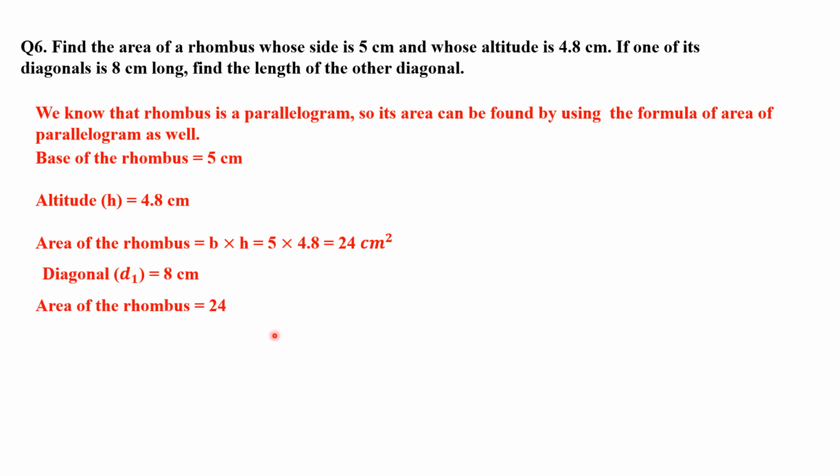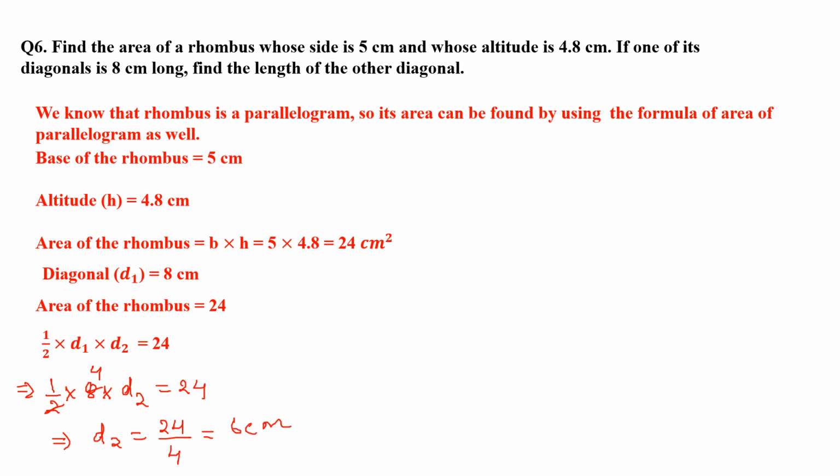Area of the rhombus is 24 centimeter square, and now I am going to use the formula for the area of the rhombus, half into d1 into d2, and substitute all the values here. So it will become half into my diagonal 1, which is 8. I have to find diagonal 2, so I am keeping it as it is, equal to 24. So 2 times 4, and if I transpose 4 to the other side, it will become 24 divided by 4, which will give me 6 centimeter. So from here I can say the measure of the other diagonal is 6 centimeter.